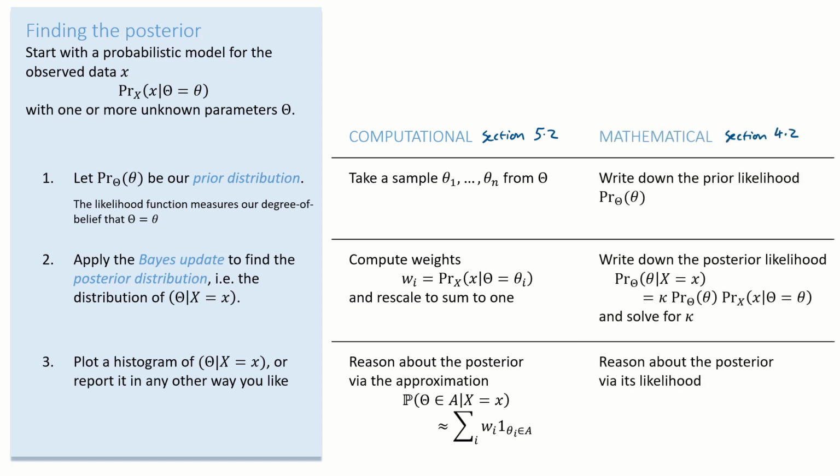Alternatively, we can do all of this mathematically using the method from section 4.2. Step 1, write out the prior likelihood function. Step 2, write out the posterior likelihood function using Bayes' rule and find the constant kappa that we need to make this be a valid density function. Step 3, whatever we want to report, we should derive from the posterior likelihood function. For example, we could simply plot this PDF.